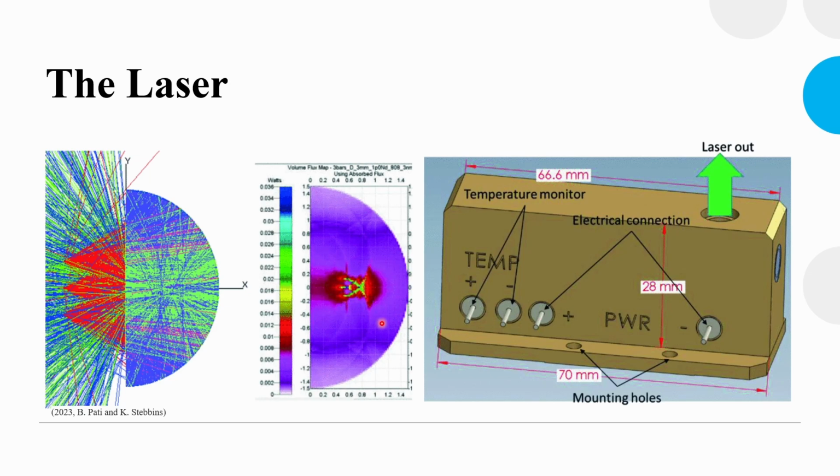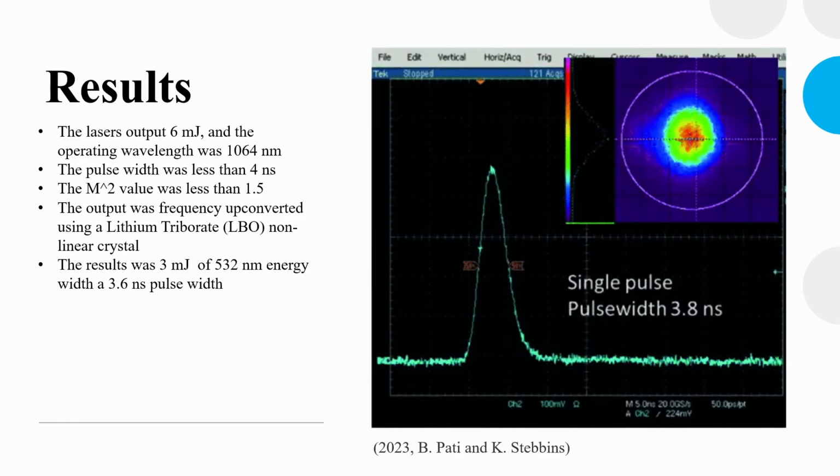The image on the right shows the housing of the laser. The case is made of copper tungsten and its dimensions are 70 by 32 by 28 millimeters. The results of testing the laser are shown to the right. The laser's output was 6 millijoules of 1064 nanometer energy with a pulse width of less than 4 nanoseconds. The M² value was less than 1.5, meaning the laser has a high beam quality.